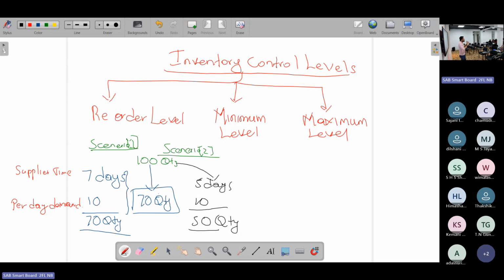I know this controlling part has a little bit of mathematics involved, so don't get confused. No mathematical problems will come in your exam, or even in the past papers. But you have to understand the concept. Reorder level understood. So with that we will have a break, and after that we will continue with other chapters.